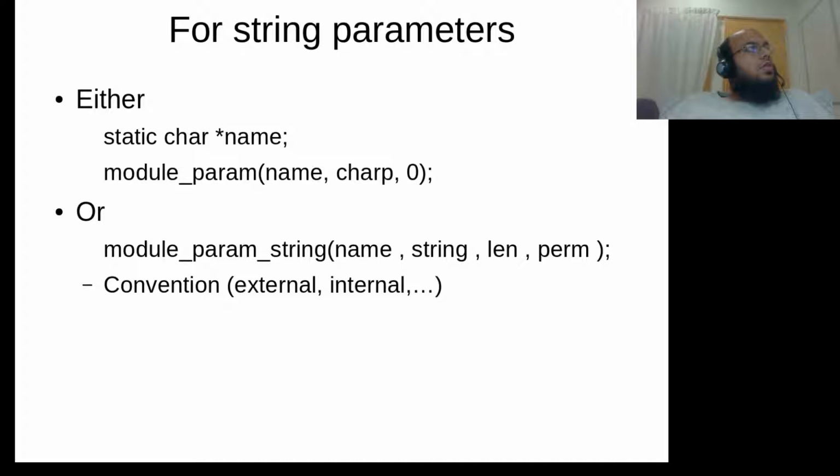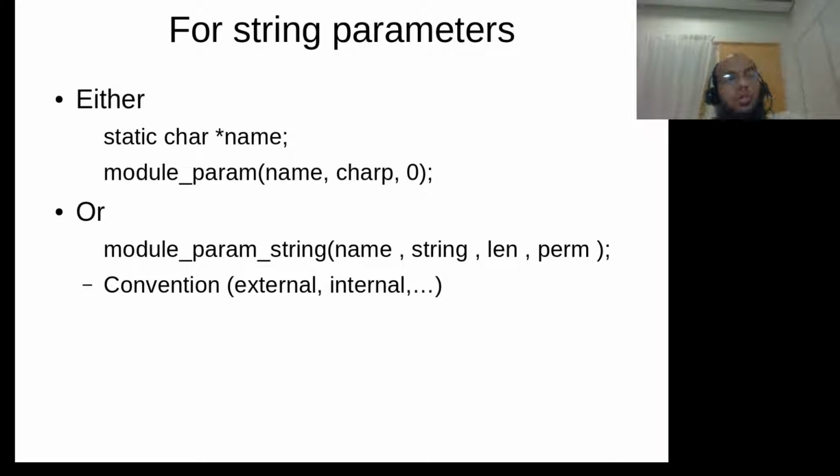So if you want to pass a string parameter, you pass it that way, either using a char pointer to name, and then you pass name, charp, and 0. That basically means disable sysfs files. Or you can use module_param_string, and then you have name, string, len, permissions. Again, this is to differentiate between the internal variable and the external naming. The convention is that you always have the external name as the first parameter, and the internal as the second parameter. So this will be your internal variable name.